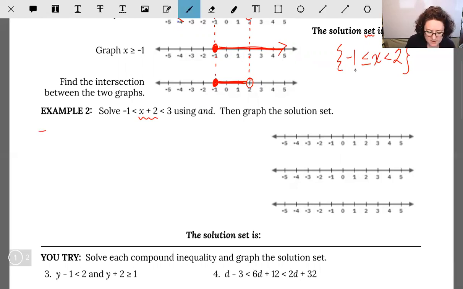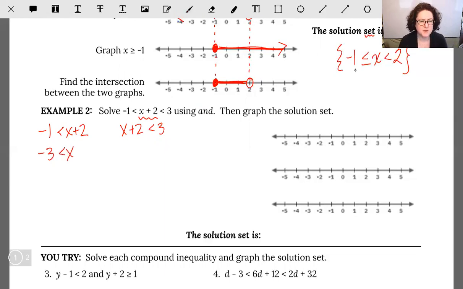So we're going to solve out -1 is less than x plus 2, and we're going to do another one that's x plus 2 is less than 3. And that's where we're going to get our two different graphs, two different solution sets, where we'll want to see where they overlap. In each one of these, all we have to do is move the 2. So we're going to subtract 2 from both sides. So -1 minus 2 is -3.